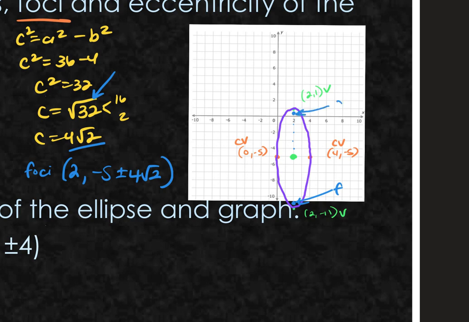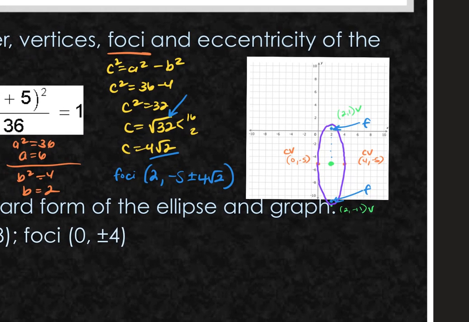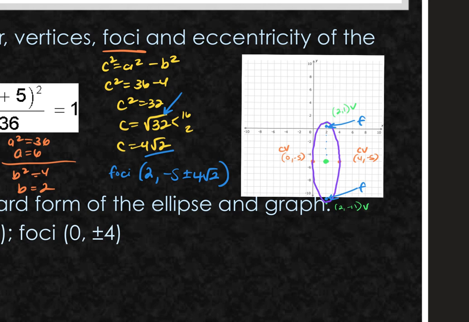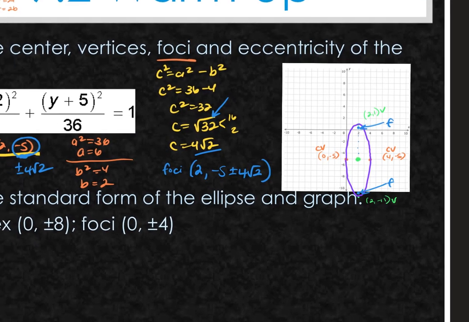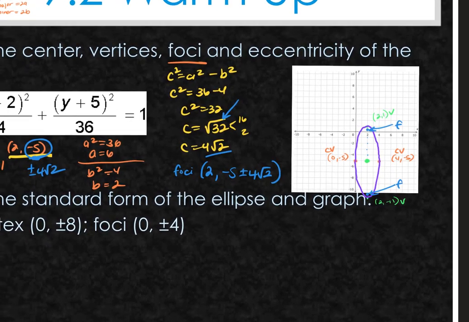And the foci have no relation to the vertices, right? The closer they are to the vertices, the skinnier your ellipse is. That's what eccentricity does. But again, that's on the quiz. I'll get to that. We'll go back and answer eccentricity after we finish the notes. Questions on that one?